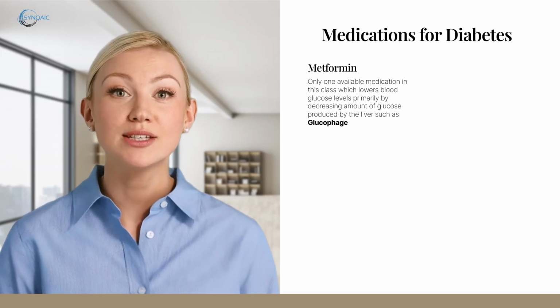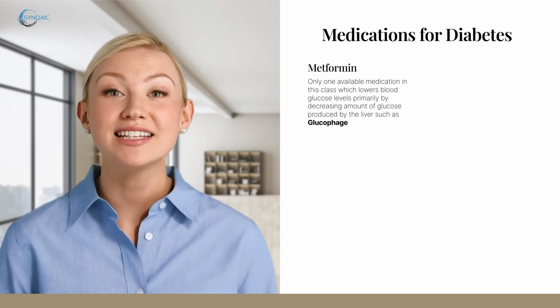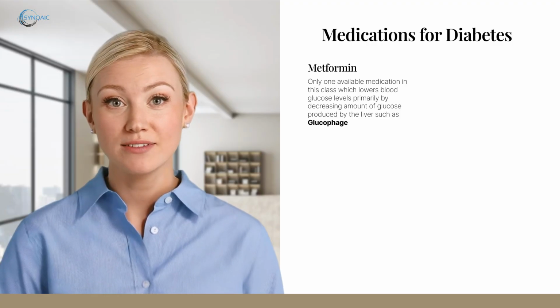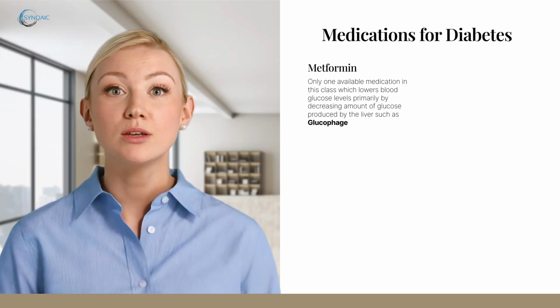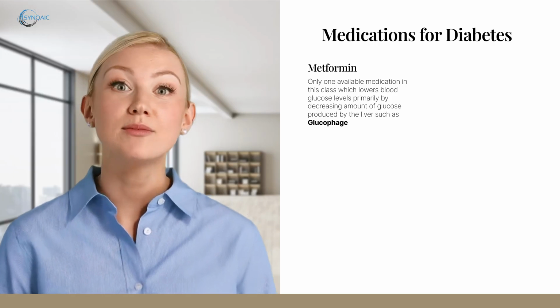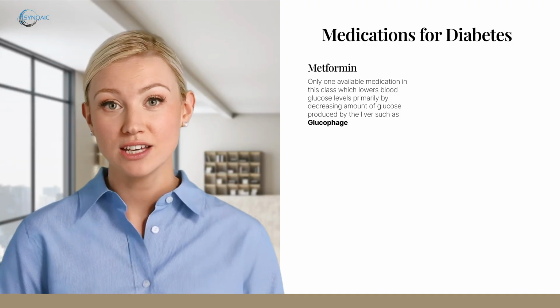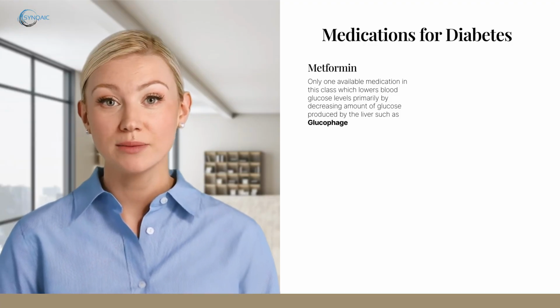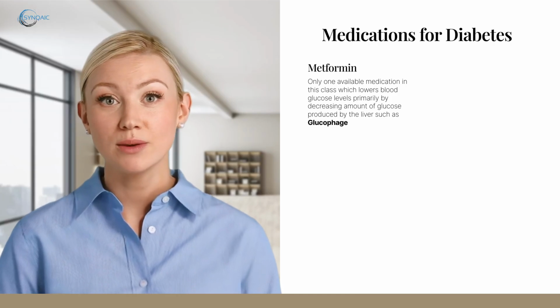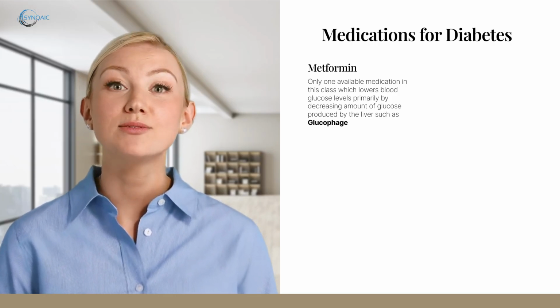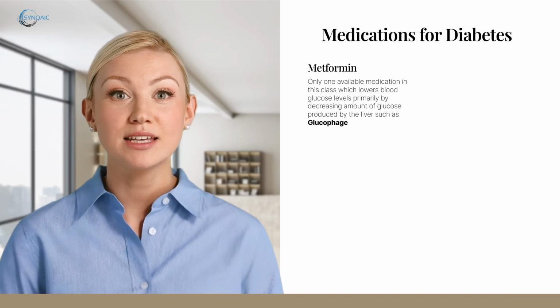Metformin lowers blood glucose levels, primarily by decreasing the amount of glucose produced by the liver. Metformin also helps lower blood glucose levels by making muscle tissue more sensitive to insulin, so blood glucose can be used for energy. It is usually taken 2 times a day. A side effect of metformin may be diarrhea, but this is improved when the drug is taken with food.